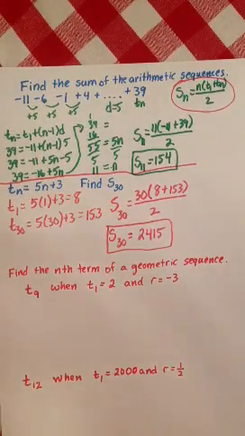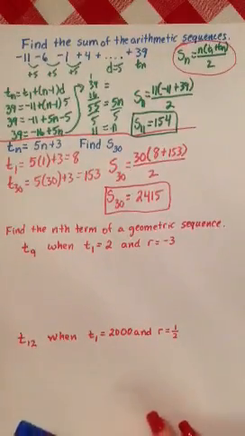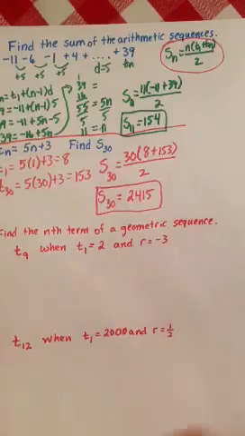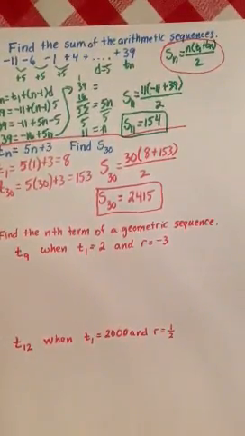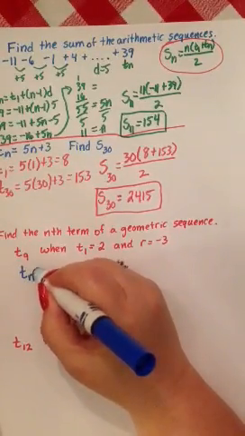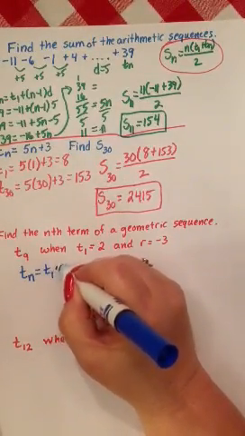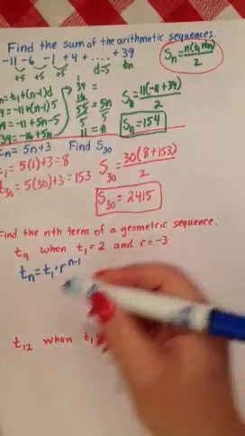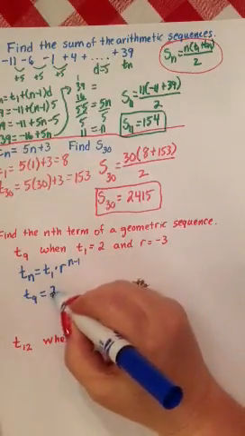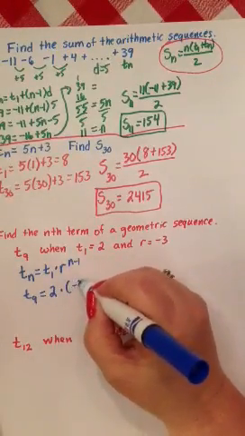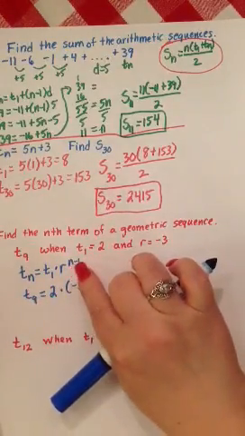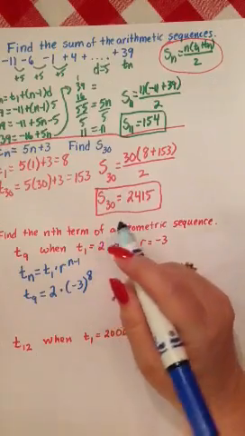Now let's look at the next little problem we have here. It says, find the nth term of a geometric sequence, and they asked me to find t sub 9, when t sub 1 is equal to 2 and r is equal to negative 3. Remember the formula for a geometric sequence is t sub n is equal to t sub 1 times r to the n minus 1. So they asked me to find the 9th term, and they said t sub 1 is 2, and r is negative 3, and n is 9, because they asked me to find the 9th term, so 9 minus 1 is 8.